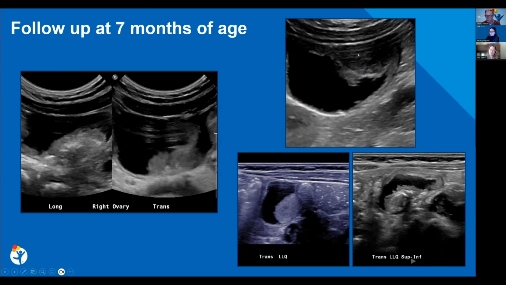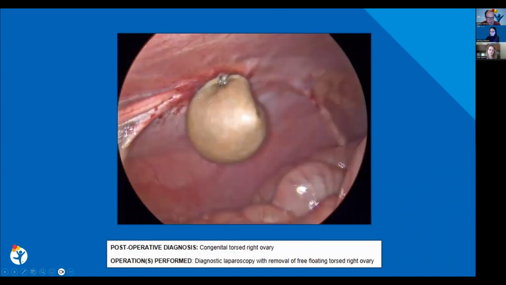So that more solid component was more superficial. And as they continued scanning, you can see these images are now labeled left lower quadrant. So the structure seemed like it was floating over into the left lower quadrant. Again, we can see some of those calcifications within there. So this patient, after this ultrasound, went to surgery just to get a better idea of what was going on.